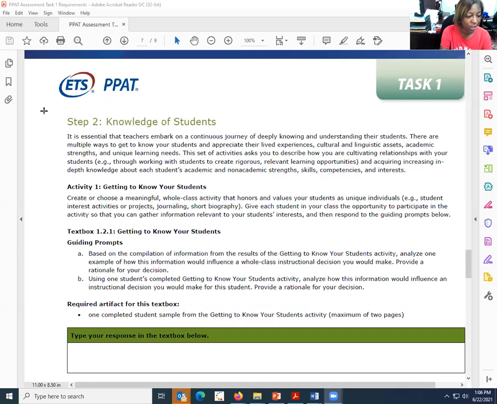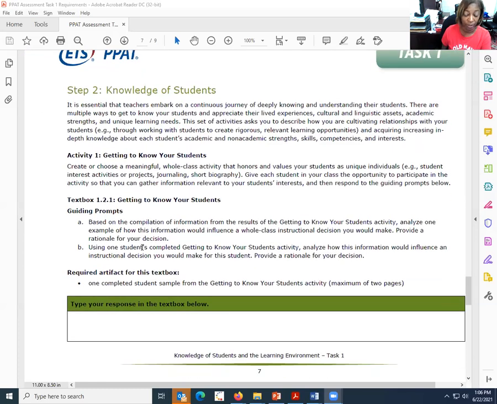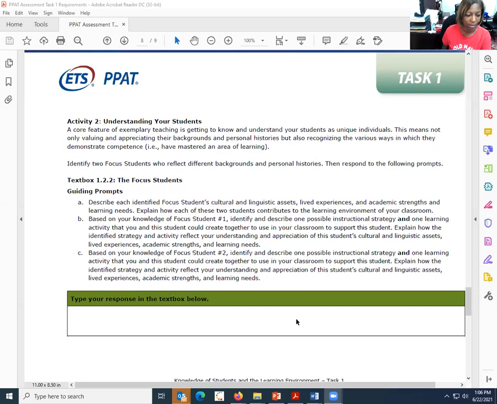B will ask: using one student's completed getting to know you student activity, analyze how this information would influence an instructional decision you would make for this student and provide a rationale for your decision. If you are taking the real PPAT by ETS, this is where you would write your response.